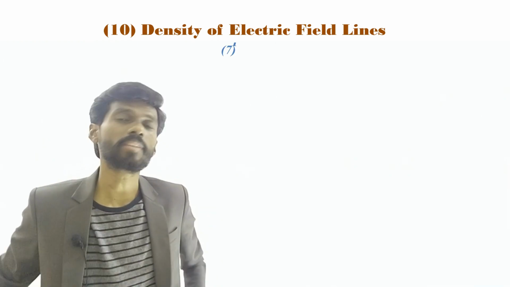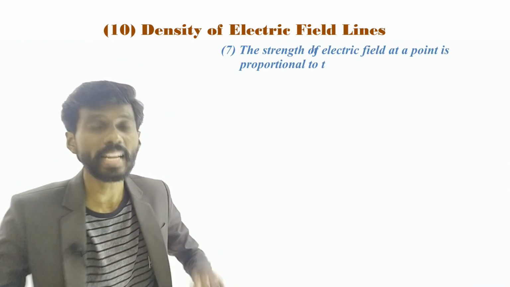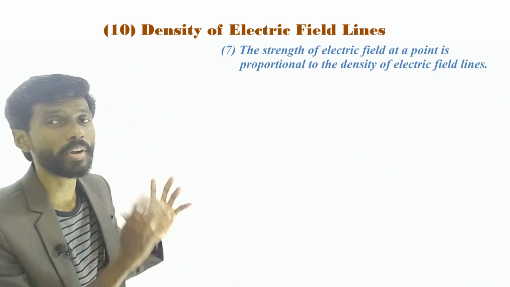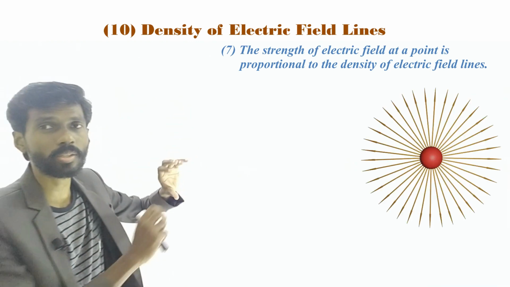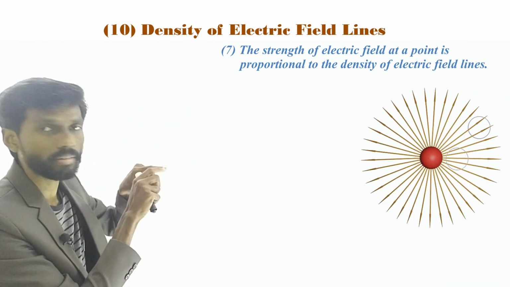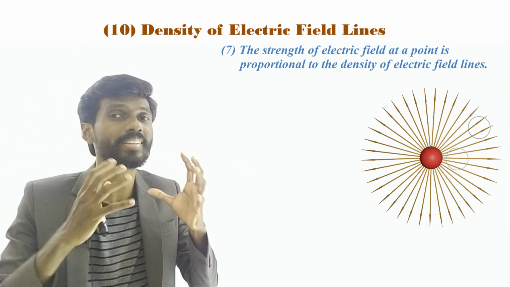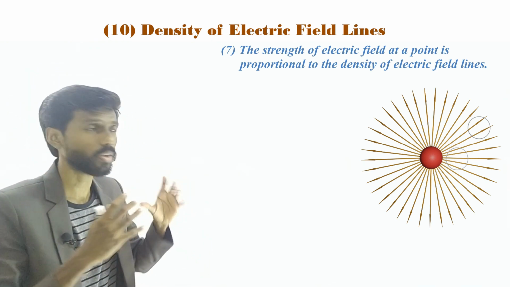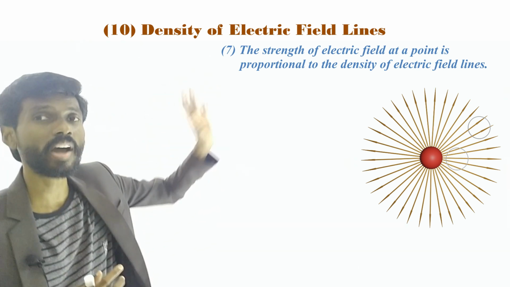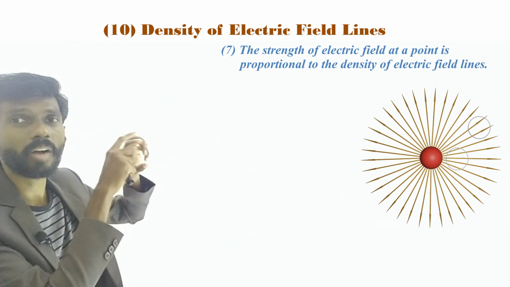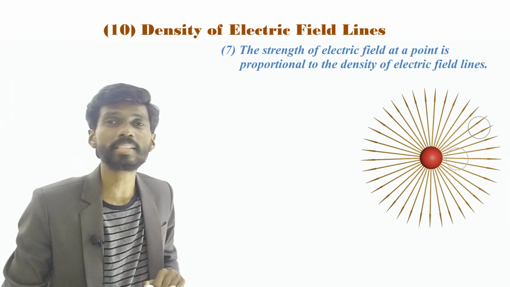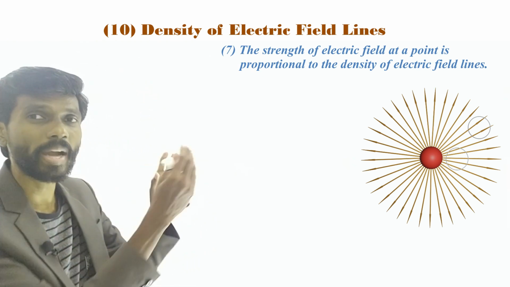The strength of the electric field at a point is proportional to the density of the electric field lines around that point. See, for example, take a point closer to the charge Q. Draw a circle. Now the number of electric field lines crossing this area, that we can call the density of the electric field lines. Similarly, you take another point a little farther. There you draw a circle of the same radius. Now the number of field lines crossing this area is less compared to this point.